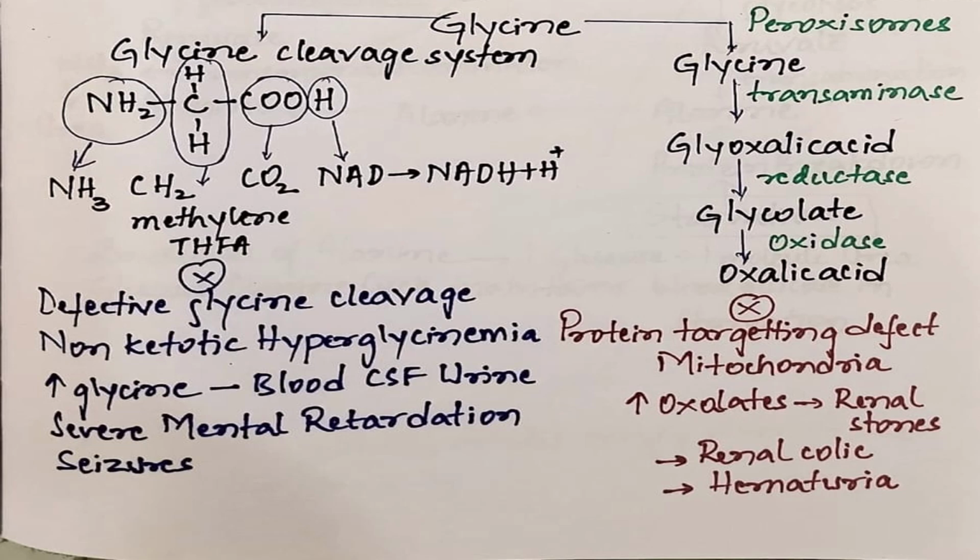So the other mechanism of breakdown of glycine mainly takes place in peroxisomes, wherein glycine undergoes transamination to form glyoxylic acid, which undergoes reduction to form glycolate, and this undergoes oxidation to form oxalic acid. So one more inborn error of metabolism associated with glycine is a protein targeting defect. If these enzymes are present in mitochondria instead of peroxisome, it results in a protein targeting defect called primary hyperoxaluria, characterized by increased oxalates manifesting as renal stones, colic, and hematuria.